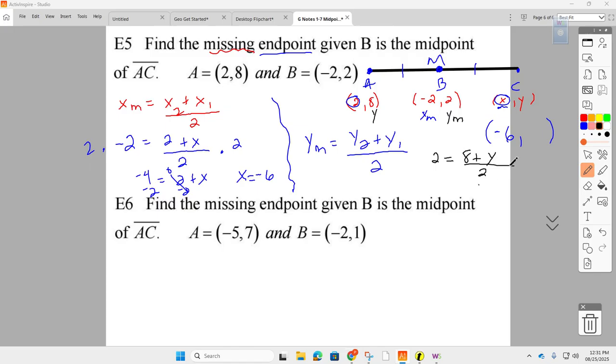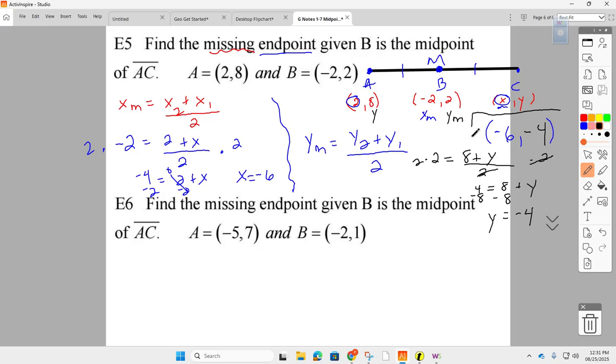So now we're just going to multiply both sides by 2. Do the same thing every time to get rid of that fraction. So now we have 4 equals 8 plus y. Then subtract 8 from both sides to solve for y. And now we know that y equals negative 4. So negative 4 is the y-coordinate.